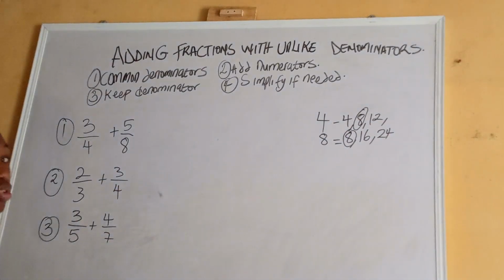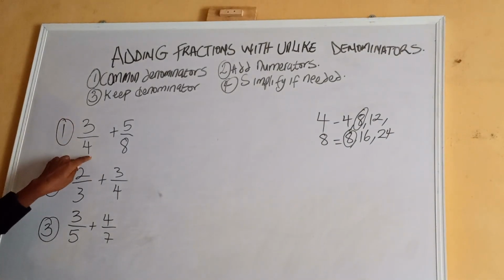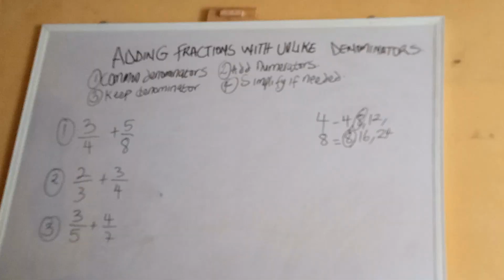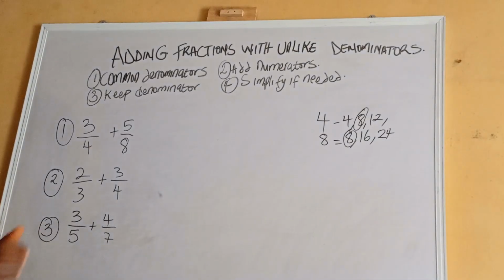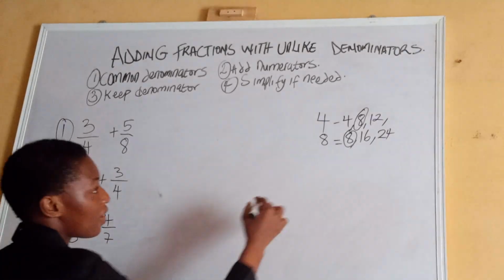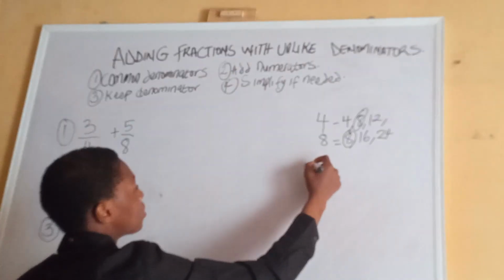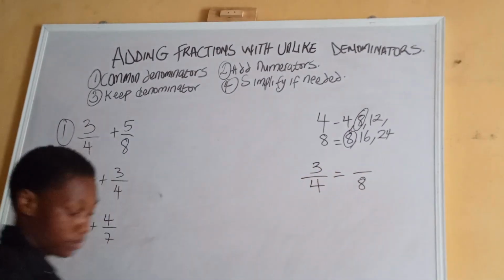So what we want to do now is to make 8 our denominator, because the common denominator here is 8. That's why we refer back to equivalent fractions. So you are going to find the equivalent fraction that has a denominator of 8. So we have something like this: 3/4 equals dash over 8.